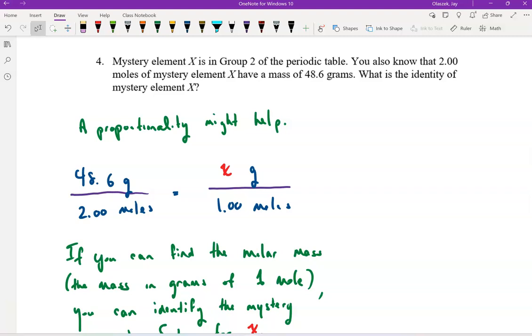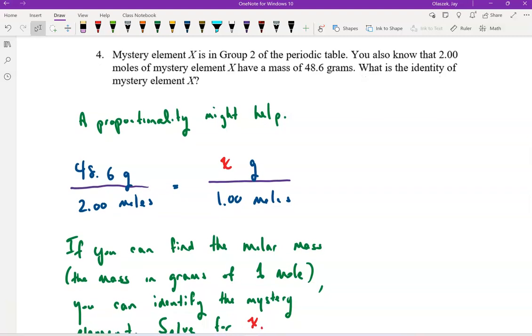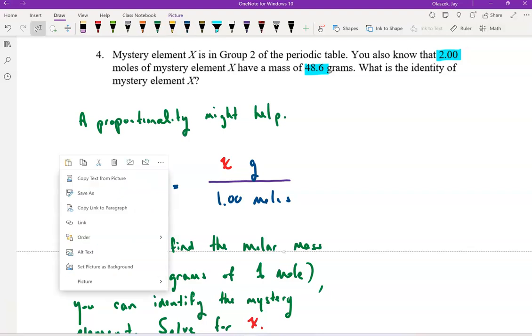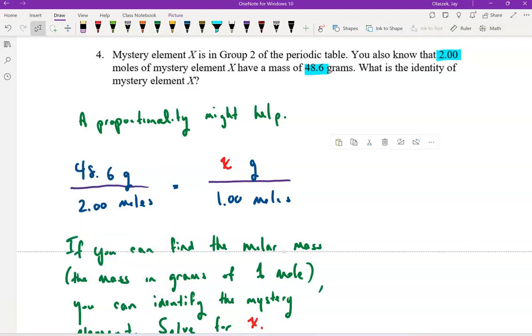So, here's what we're going to say. You know that element X is in group 2. You also know that 2 moles of mystery element X have a mass of 48.6 grams. What is the identity? That means if we can find out how many grams is 1 mole, we know the molar mass. Then we just look at it on the periodic table. So we've got it set up to look like this, where we say 48.6 grams is equal to 2 moles, what x grams is to 1 mole.